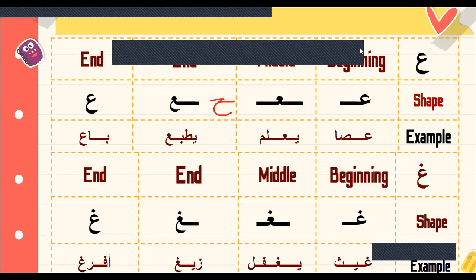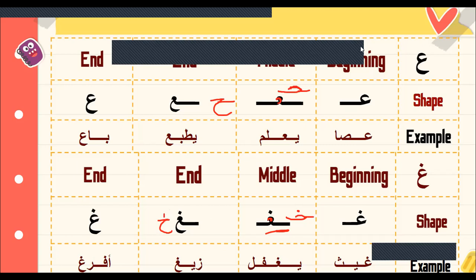Same down here with the ghain. This is not a kha. For example, this is not a ha. Ha is long and straight, a little bit straight like this, but the ayn is short and rounded. So here, for example, is this a kha? No, if it was a kha, it would be like this. It would not be small and rounded like this. The same here, the kha would be like this.